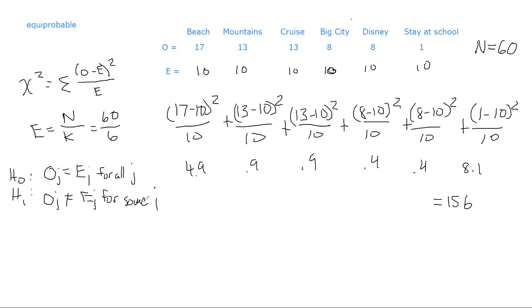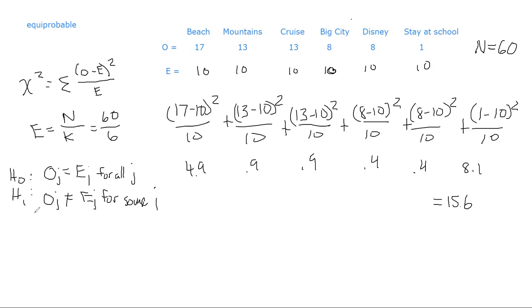And in order to reject the null, they don't all need to be different. You can see that, like we look at the big city and the Disney, the 8 is not that different from the 10. So it's unlikely that those are significantly different there. But in order to reject the null, all that is required is that some of the group's observed values are significantly different from the expected values. And so that's what I'm going to be evaluating with my overall hypothesis test.